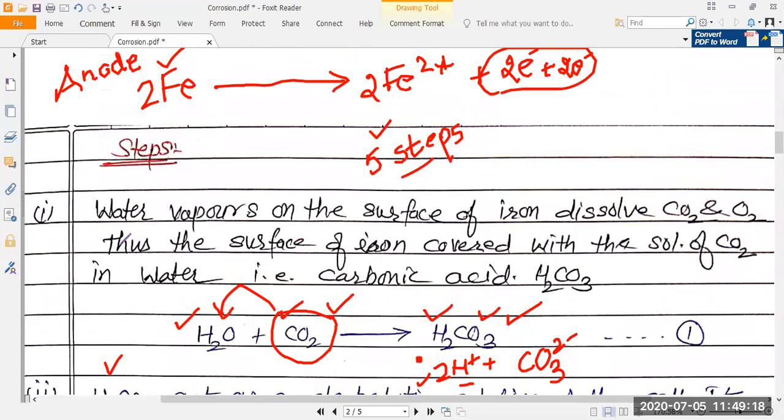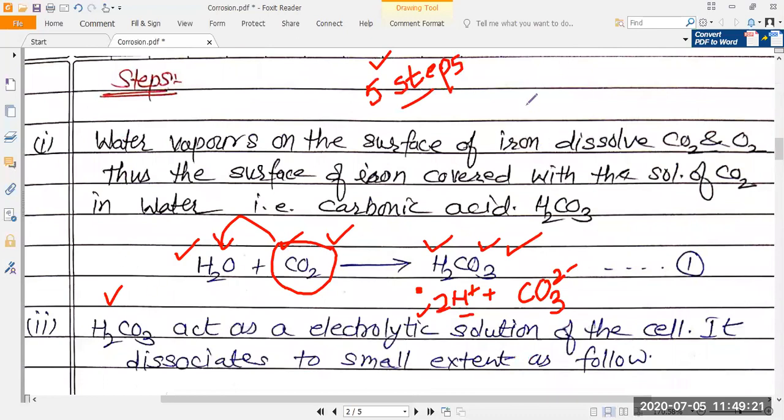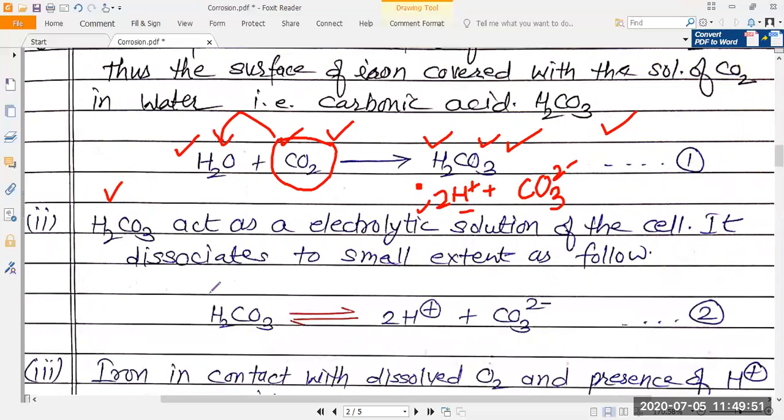In step 1, what happens? Carbon dioxide gas present in the atmosphere reacts with water and forms carbonic acid. H2CO3 is carbonic acid, dear student, and this carbonic acid is a mild acid. So this carbonic acid dissociates into H plus ions and CO3 2 minus, and it acts as an electrolytic solution for the electrochemical cells that are formed. A number of electrochemical cells are formed on the surface of iron.